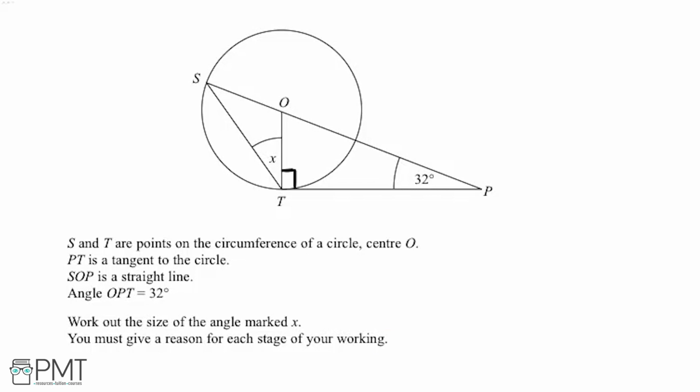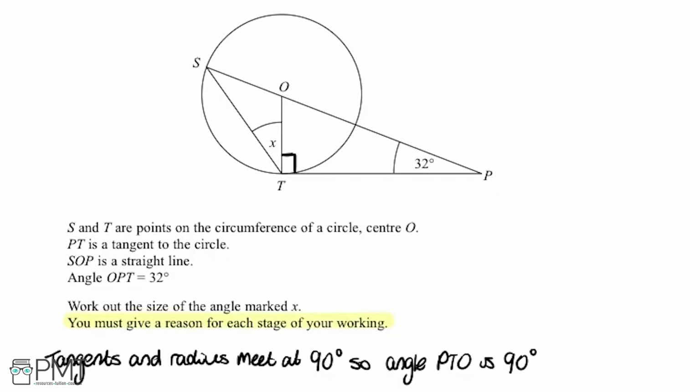Also it says we need to give a reason for each stage of our working, so I'm just going to write something down here. So essentially what we use here is one of our circle theorems, and I've written this down here just to summarise it, saying the tangent and radius always meet at 90 degrees. And because we've got that here, this means that the angle PTO is definitely 90 degrees. Okay, cool, so we've got our first bit of information, now the rest can follow on.